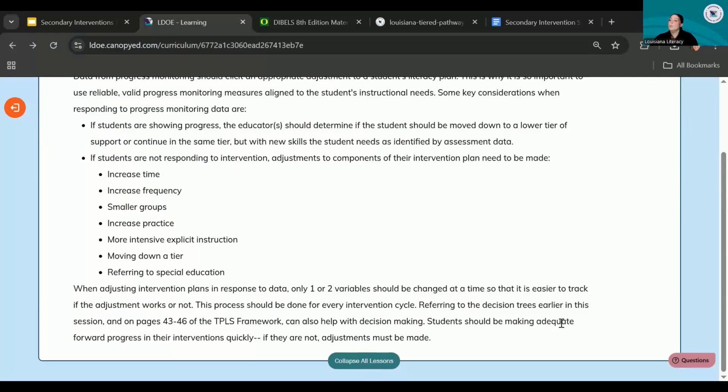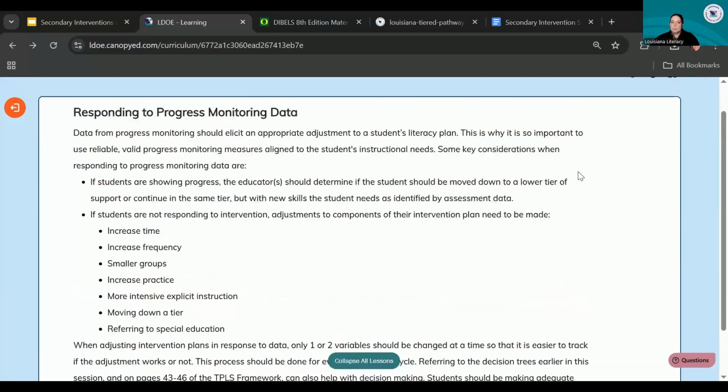And you can use those decision trees once again to help you. It asks you about collecting that data through progress monitoring and what that's showing in terms of the student's progress to help you determine what the next step should be. So again, those are on pages 43 through 46 of the TPLS framework.